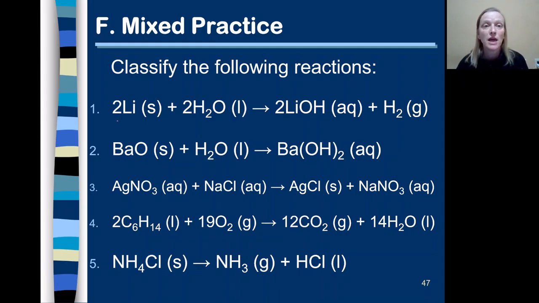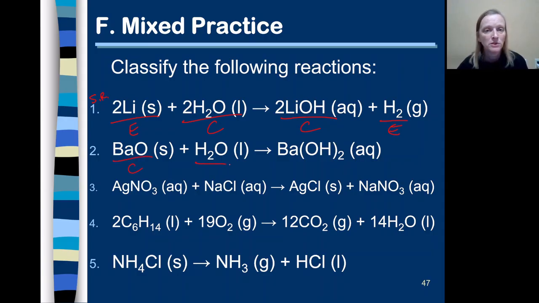My recommendation is that you pause the video and see if you can do these before me, and then resume the video and check to see if you've got it right. Here I have an element and a compound that are reacting to form a compound and an element. This, by definition, is a single replacement reaction, which is a type of redox reaction.